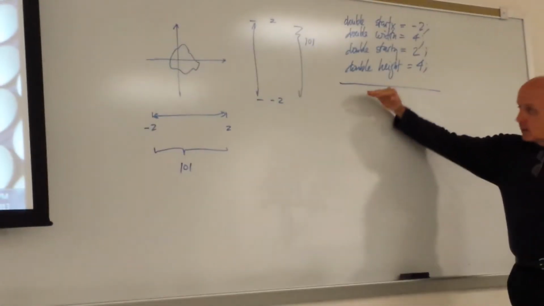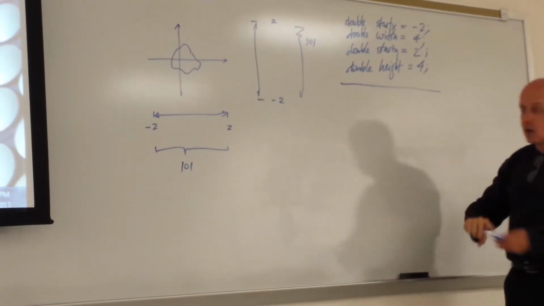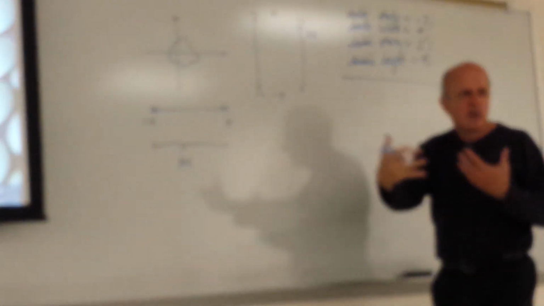Okay, so I've got to keep track of how many rows I've got, how many columns I've got. They should be the same number, otherwise you get a rectangular image.